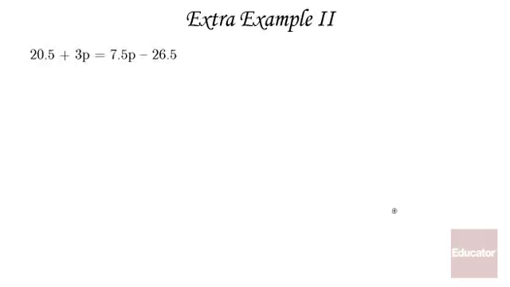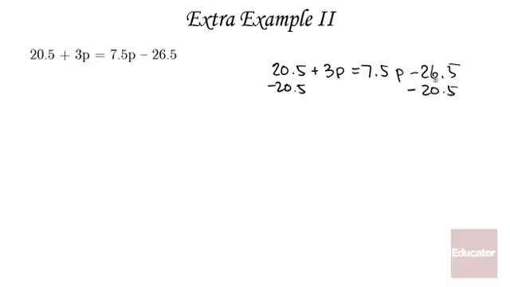Let's try an extra example with a decimal. We have 20.5 plus 3p equals 7.5p minus 26.5. So let's combine our like terms. I'm going to subtract 20.5 from both sides. This goes out to 0. I have 3p equals 7.5p.